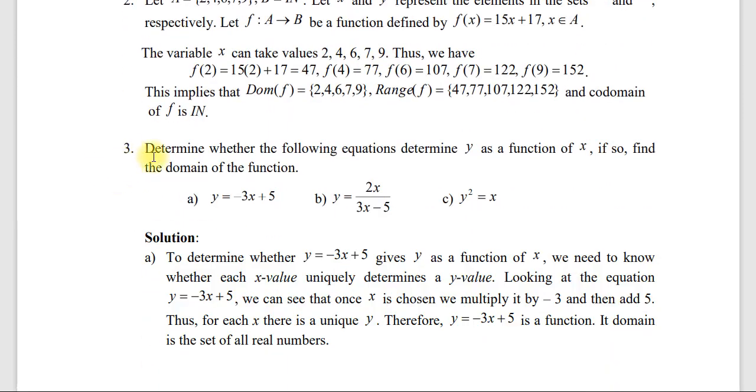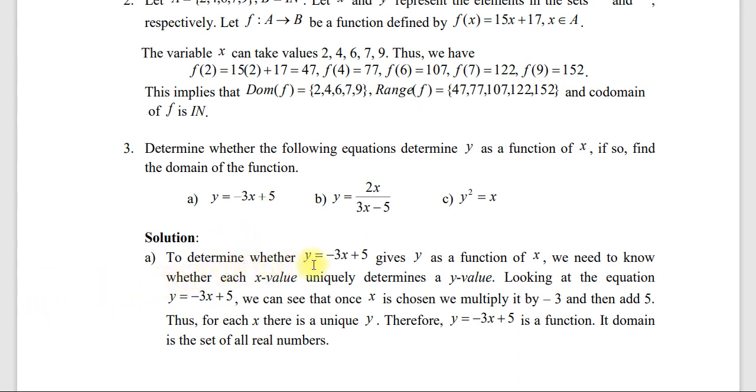ኦኬ another example example 3 determine whether the following equation determine y as a function of x if so find the domain of the function አሁን እዚህ ላይ የተሰጡት ነገሮች ፋንክሽን ናቸው ብንል ምኑን ፈልጉ ነው የሚል ዶሜኑን ፈልጉ ይለናል። ዶሜኑን find the domain of the function a y which is equal to negative 3x plus 5 b y which is equal to 2x over 3x minus 5 and c which is c y square which is equal to x ተሰጥቶናል። ስለዚህ ምን እንፈልጉ ነው የሚለው find the domain of the function እንዴት አድርገን እንፈልግ?